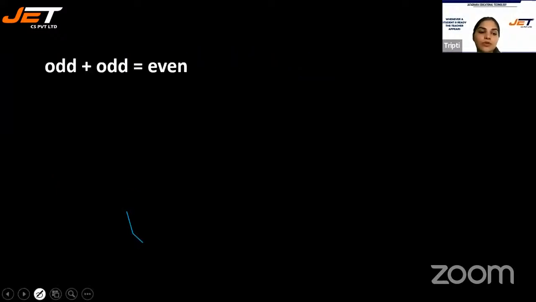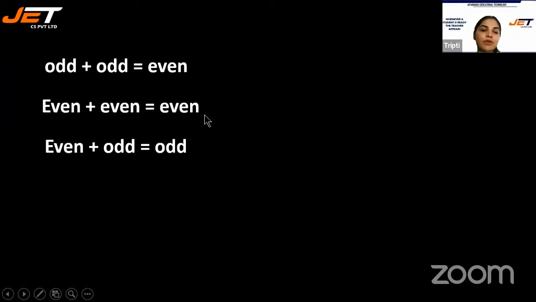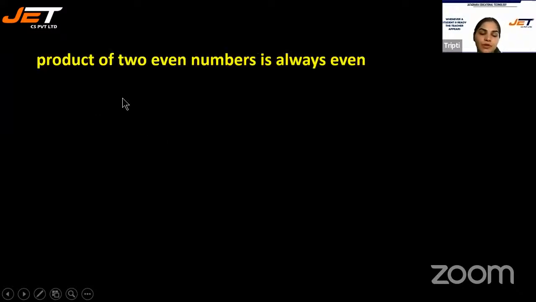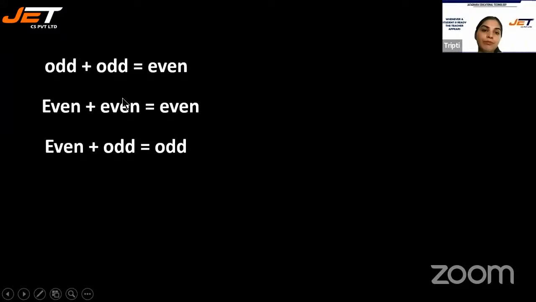So to sum up what we did in addition of even and odd numbers: odd number plus odd number will give you an even number. Even number plus even number will give you an even number. Even and odd will give you odd. Now we will do the product.